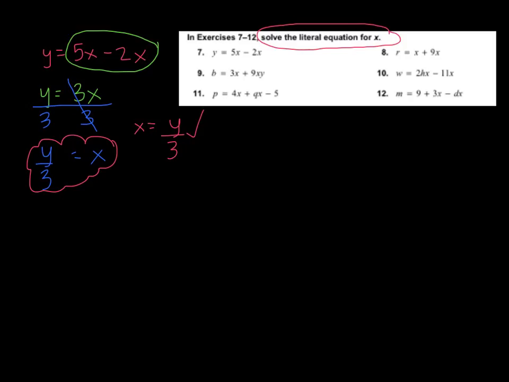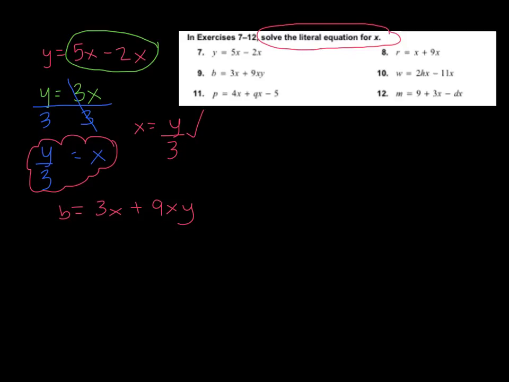So for number 9, we have b equals 3x plus 9xy. Okay. So we've been working on this. We worked on some of these examples in your notes, and this was kind of something new. We notice here that 3x plus 9xy, unlike the problem right above it, these are not like terms. This y makes them not like terms. They have to have the same variables or combination of variables in order to add or subtract them.